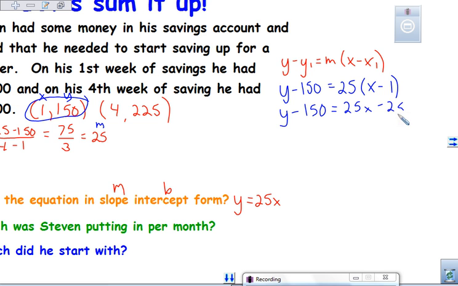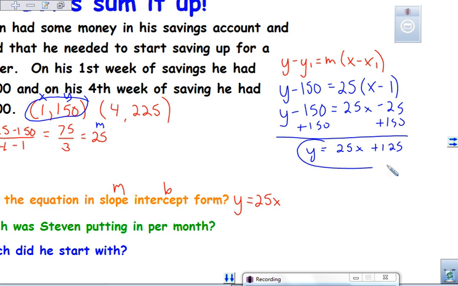(25x minus 25). So now our last step in getting y by itself is to add 150 to both sides. So I get y equals 25x plus 125. So this is going to be our equation, and just like we anticipated, it's going to have the 25x as our slope in there.